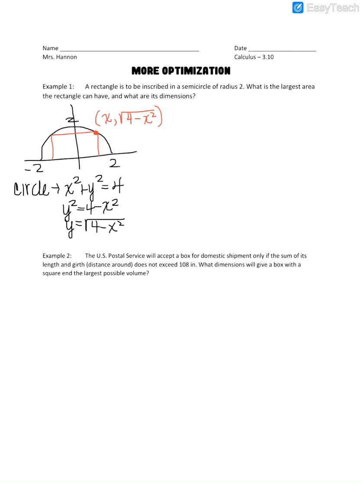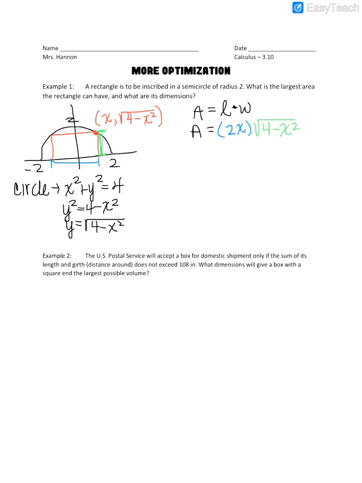Okay, so we're trying to maximize the area of this rectangle. So the area of a rectangle is length times width. And then here, let's talk about our rectangle that we have over here. So our length would be from here to here. So that would be 2x, because it's x to the left and x to the right. And then our width from here to here is just how high up the y is. So that's going to be radical 4 minus x squared.